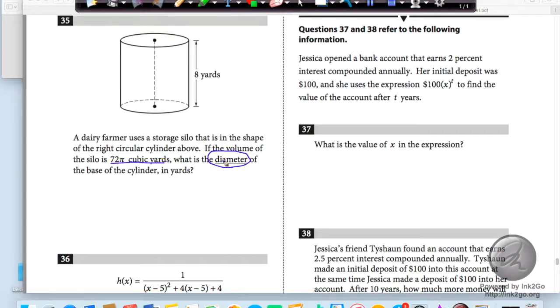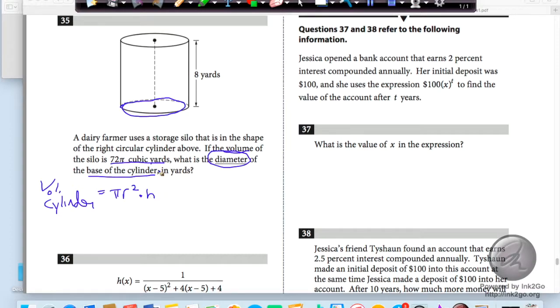Most likely I will need the radius of the base of the cylinder in yards. So I'm trying to figure out what the diameter is of the base of this particular cylinder through the volume equation. The specific equation I need to know is the volume of a cylinder, which equals pi r squared times h.